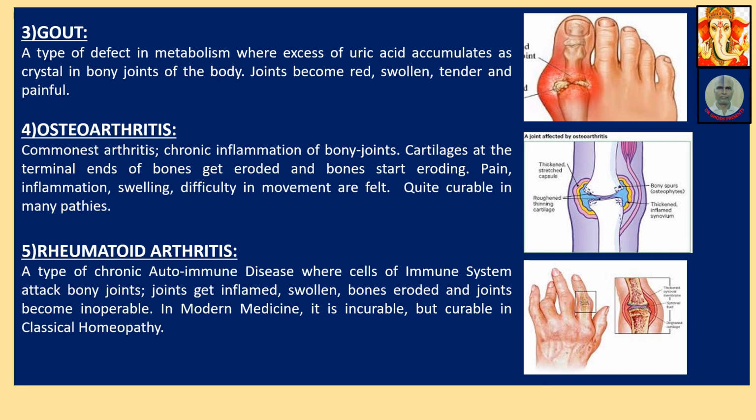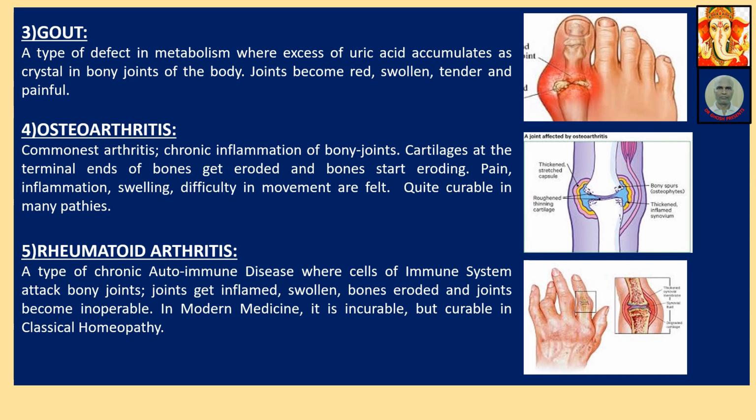Number 3, gout, a type of defect in metabolism where excess uric acid accumulates as crystals in bony joints of the body. Joints become red, swollen, tender and painful. Right hand side picture. Number 4, osteoarthritis, the commonest arthritis. Chronic inflammation of bony joints, where cartilage at the terminal ends of the bone gets eroded. Bones start eroding. Pain, inflammation, swelling, difficulty in movement are felt, quite curable in many pathies.